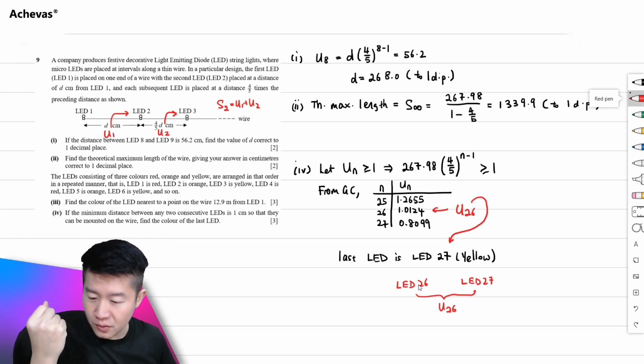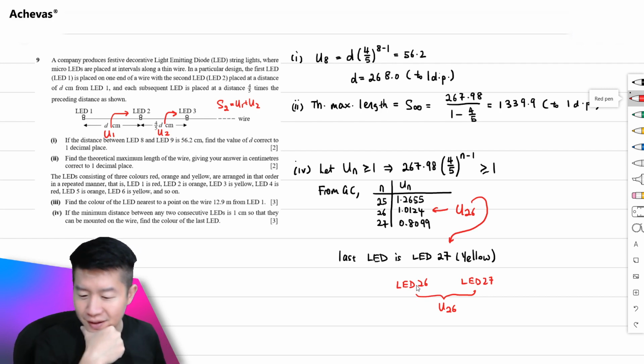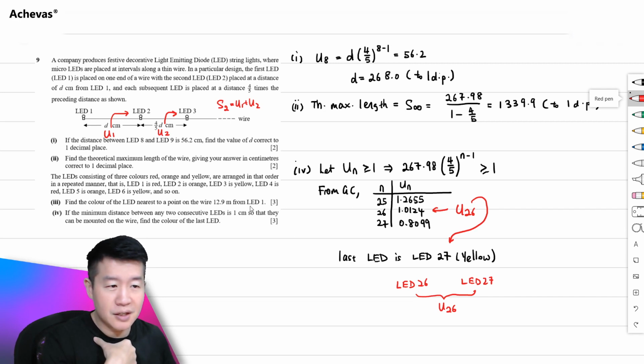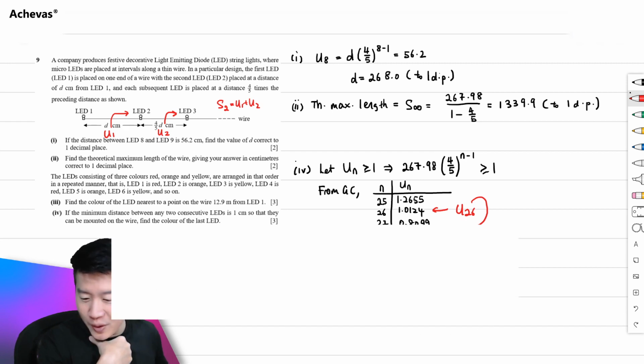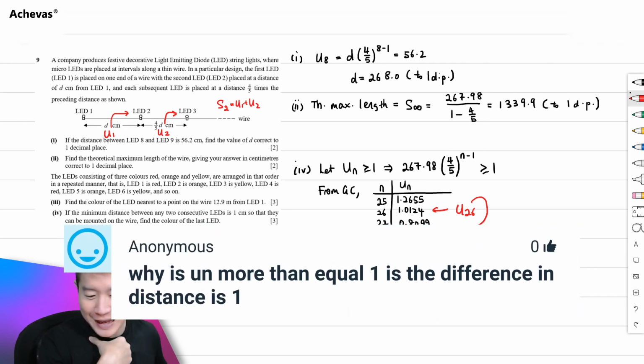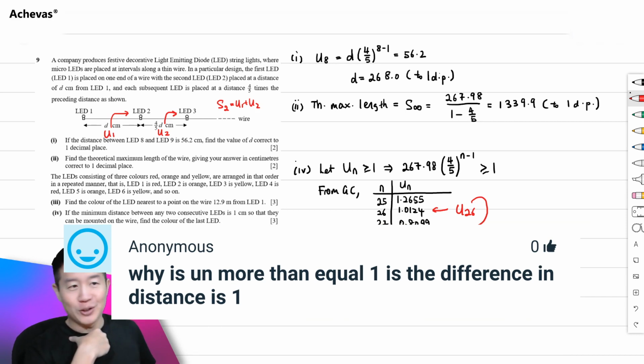Why is UN more than or equal to 1 is the difference? Why is UN more than or equal to 1 is the difference? Oh, actually it is exactly according to what the question says. I have no way of answering you any better than what the question is describing. So your question can be actually answered by the question itself.